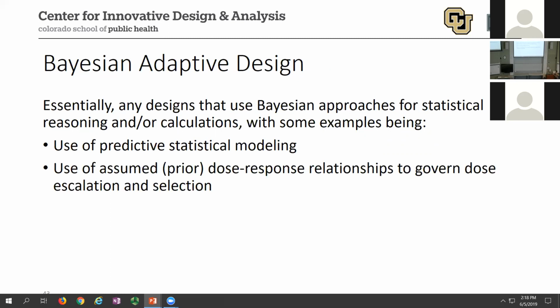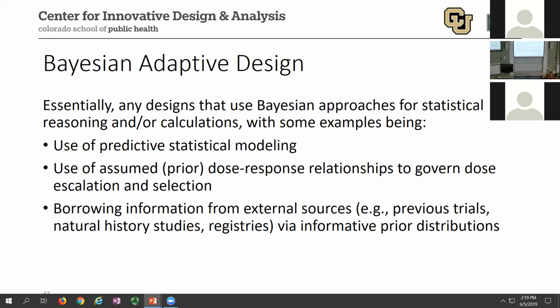There's also, because it is Bayesian, using prior information. The FDA gives the example of a dose response study, where you might have some previous information about how you think things might respond, or you want to try and control things from going to too high of doses too quickly. You can put some prior information into these designs to help govern the dose escalation and selection, to avoid situations where you rapidly ramp up the dose to potentially toxic levels.